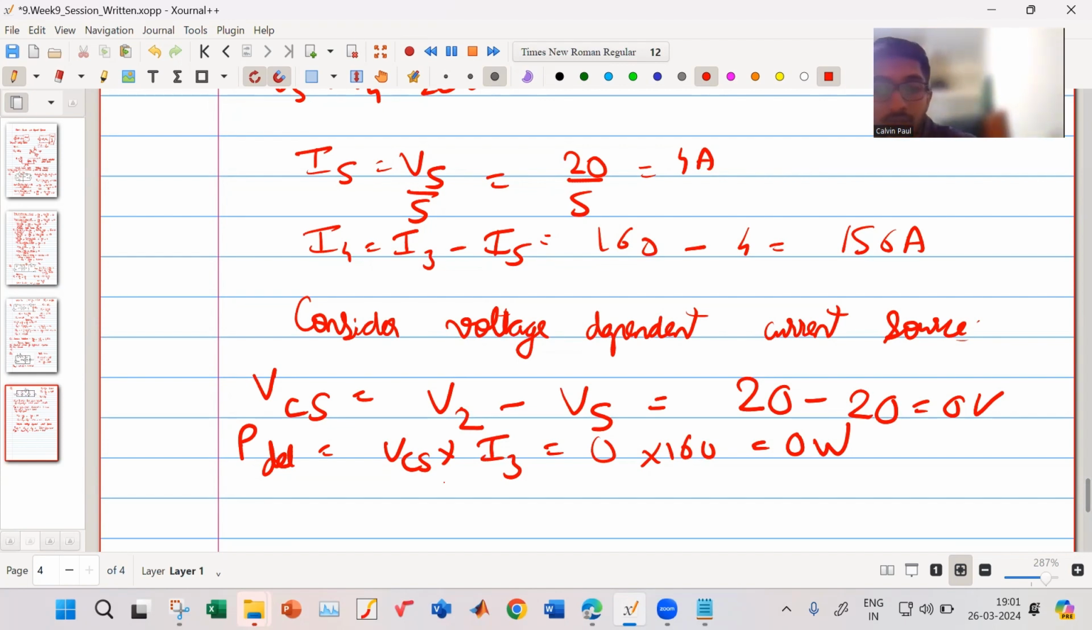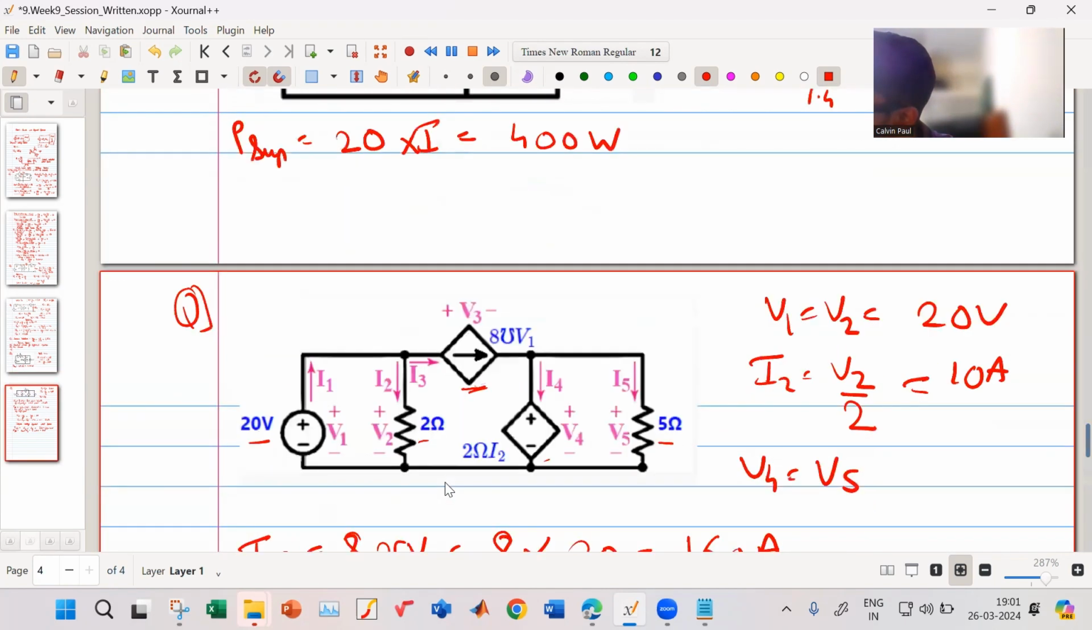Okay, fine. Now, what is the power delivered by this voltage source? V4 into minus I4. Why minus? It is absorbing, consuming power. So now let us consider delivering power. How much power is it delivering? For that, we need to put a minus sign.